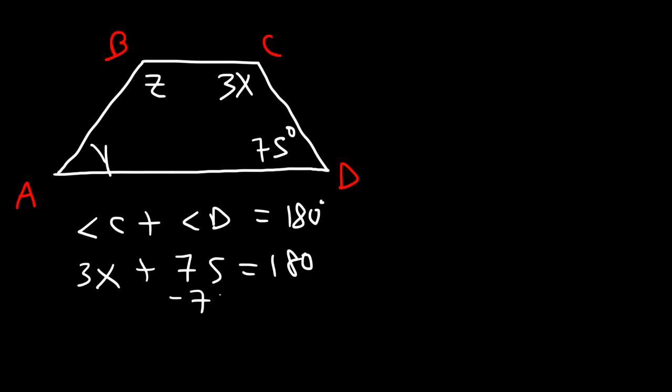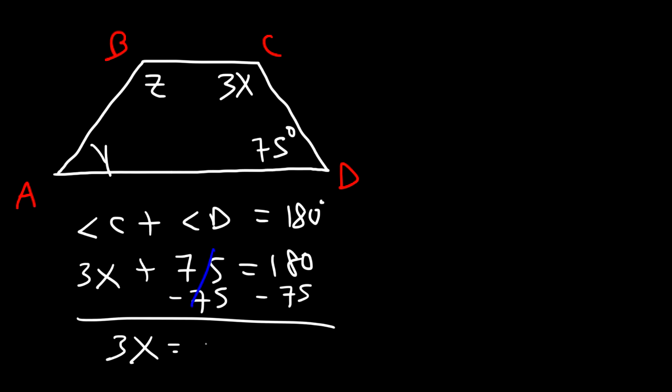So let's subtract both sides by 75. 180 minus 75, that's 105. So now we need to divide both sides by 3. 105 divided by 3 is 35. So that's the value of x.